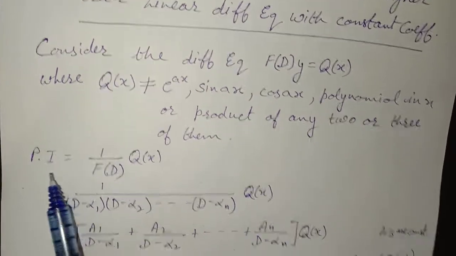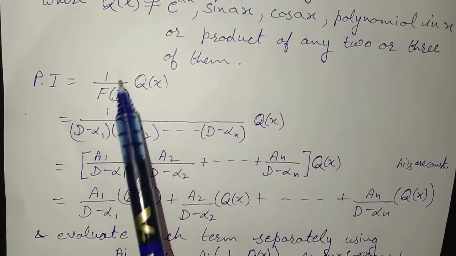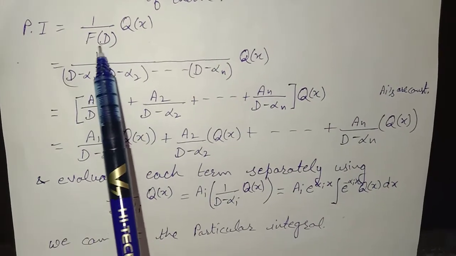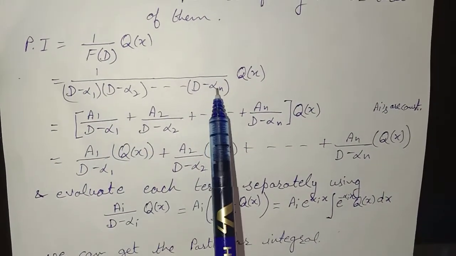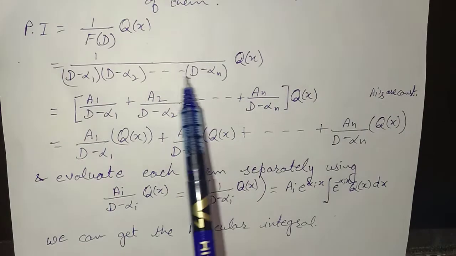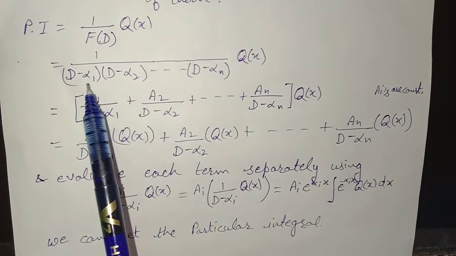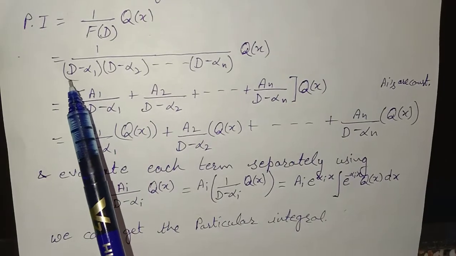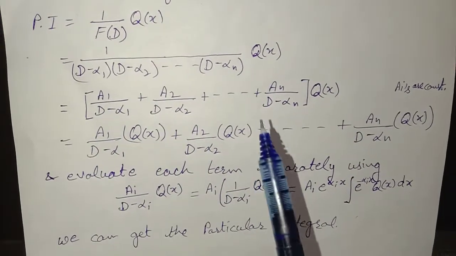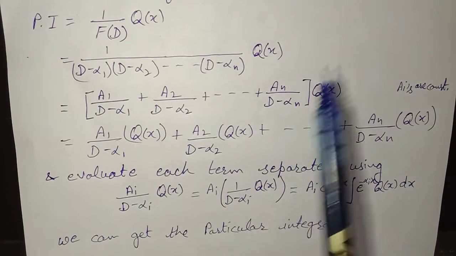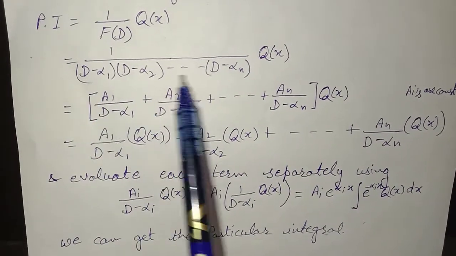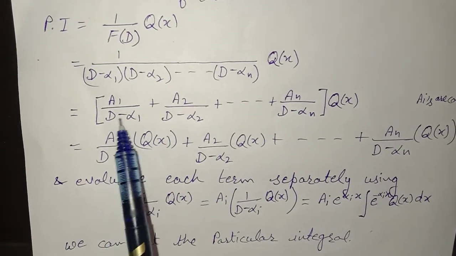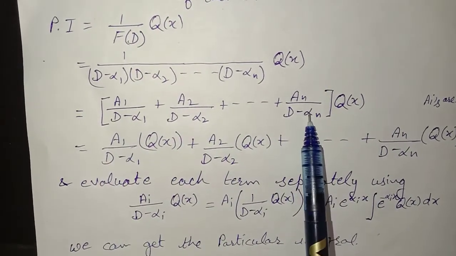Then the particular integral, we know, is 1 over f(D) Q(x). So factorize the denominator, this operator f(D), into linear factors. This is the first step. It is quite possible that the factors are complex. It is not necessary that all the factors must be real. They may be complex also. So we factorize f(D) into linear factors. Then by partial fractions we separate each of the factors.